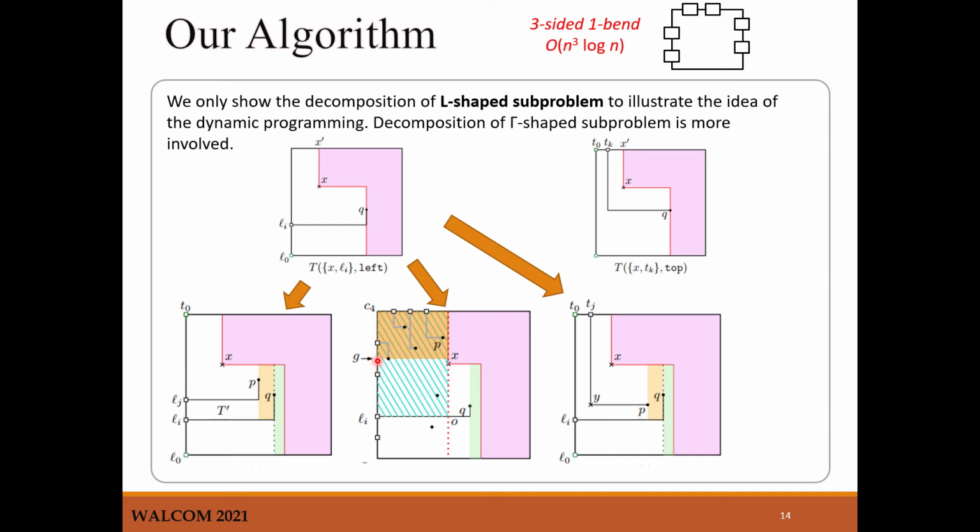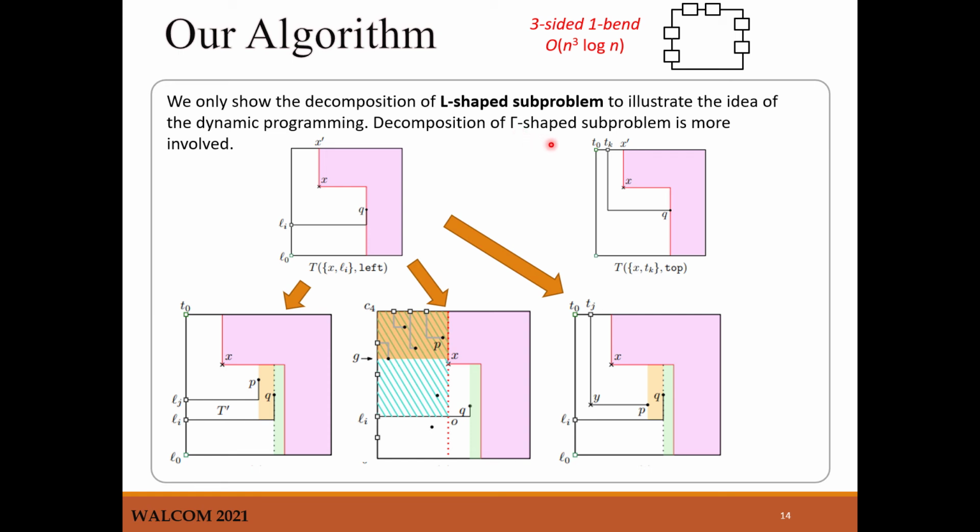And what remains is a two-sided problem, and we know that a two-sided problem can be solved in order n squared time, or can be checked whether there is a solution or not. This gives us a smaller size problem, and we pre-compute all such two-sided subproblems, and that's why we can do a table lookup. Now this is how we decompose an L-shaped left type subproblem. The top type subproblem is also similar, but for gamma shaped subproblems we need some more clever decomposition.